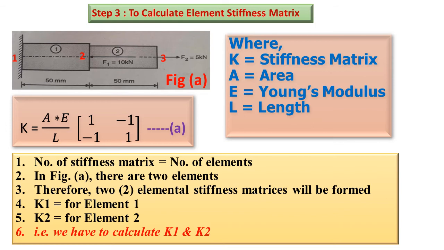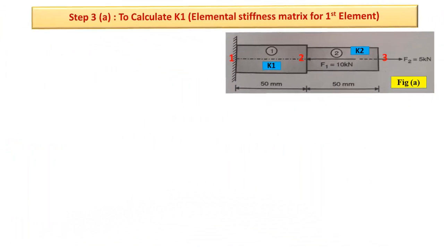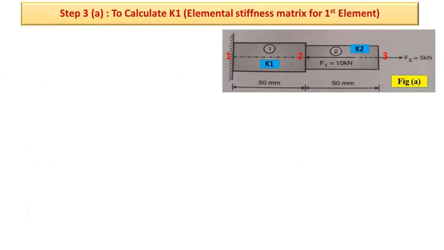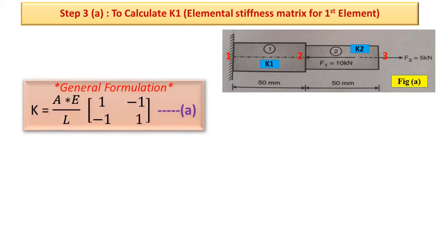So how many elemental stiffness matrices will be formed depends completely, or is directly proportional to, how many elements are present. In this diagram A, as we can observe, there are two elements, therefore two elemental stiffness matrices will be formed. We will calculate K1 for element 1 and K2 for element 2. So we have to calculate now K1 and K2. First, step number 3A, to calculate K1, that is the elemental stiffness matrix for the first element. K1 means the stiffness matrix for element 1 and K2 means the elemental stiffness matrix for element 2.